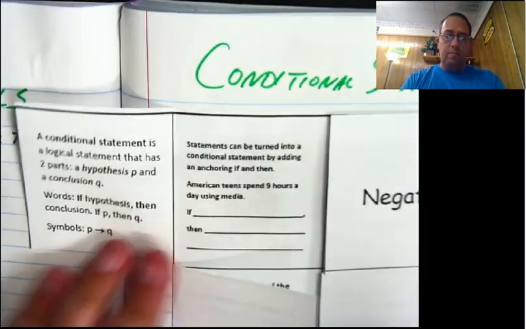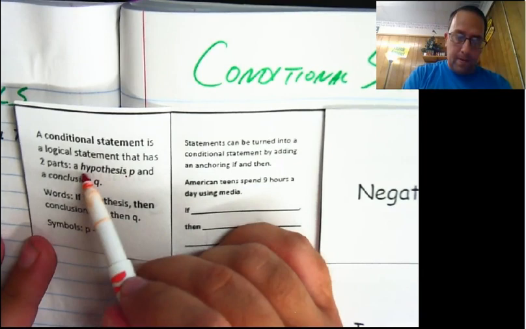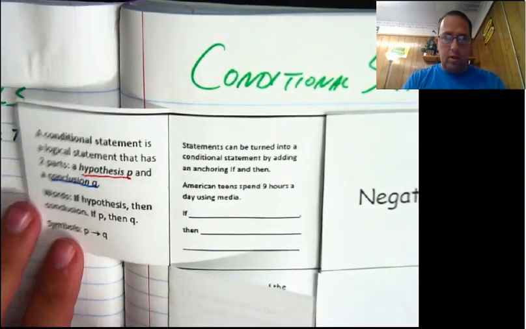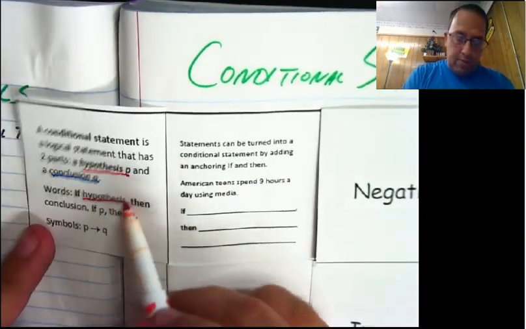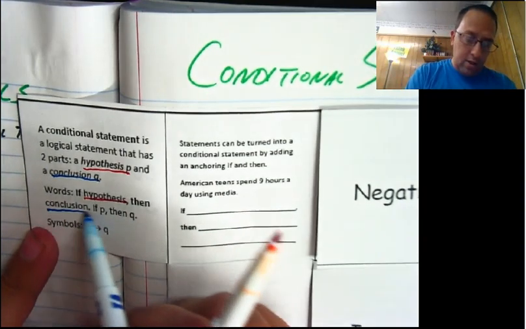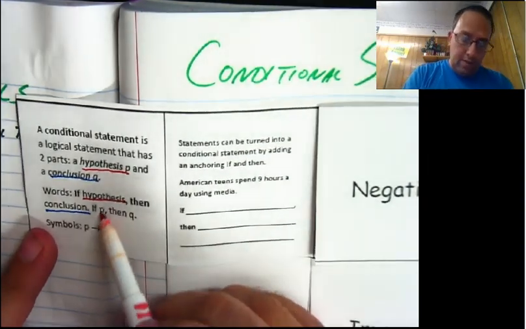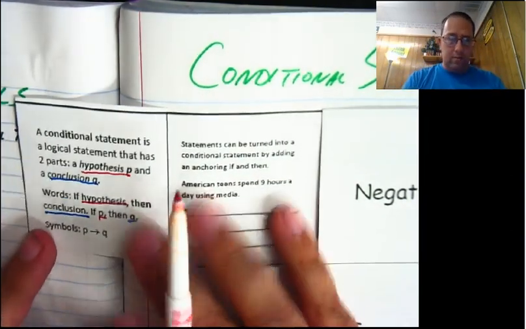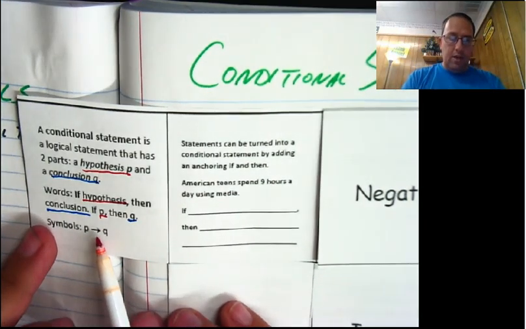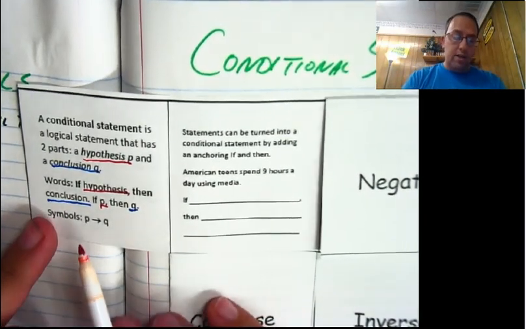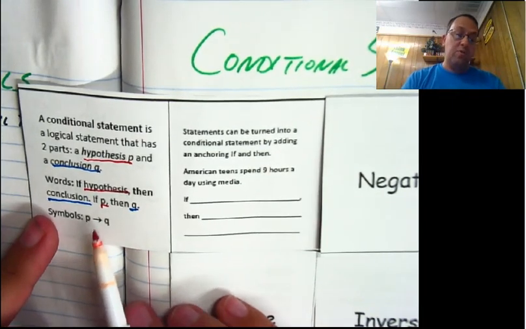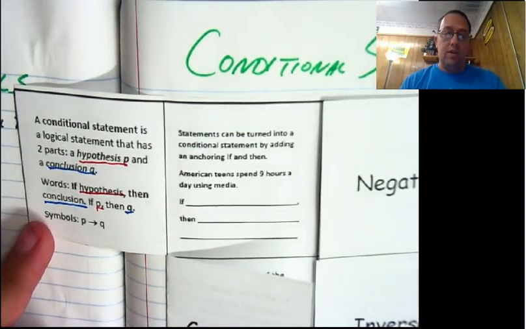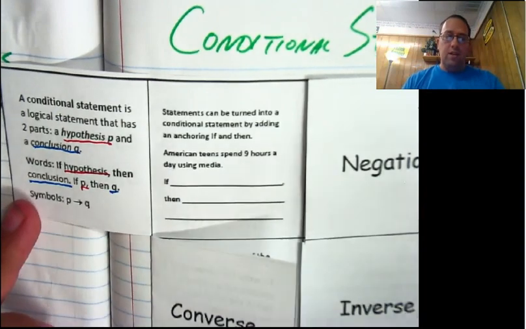And when we do this, we use P for the hypothesis, and we are going to use Q for the conclusion, all right? So we have if hypothesis, then conclusion. So if P, then Q. And it is symbolized with this little symbol here, P arrow Q. And the way that is read is that P implies Q. If P is true, that implies that Q is also true.